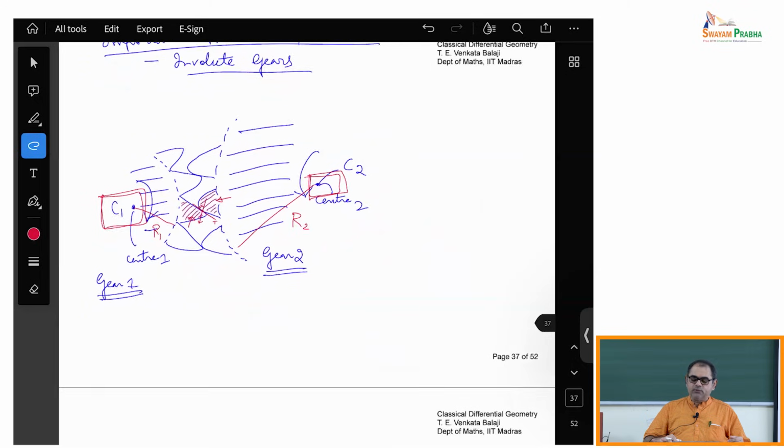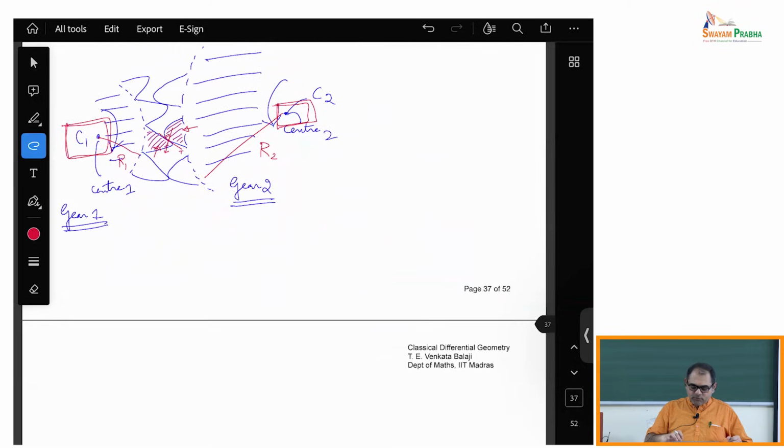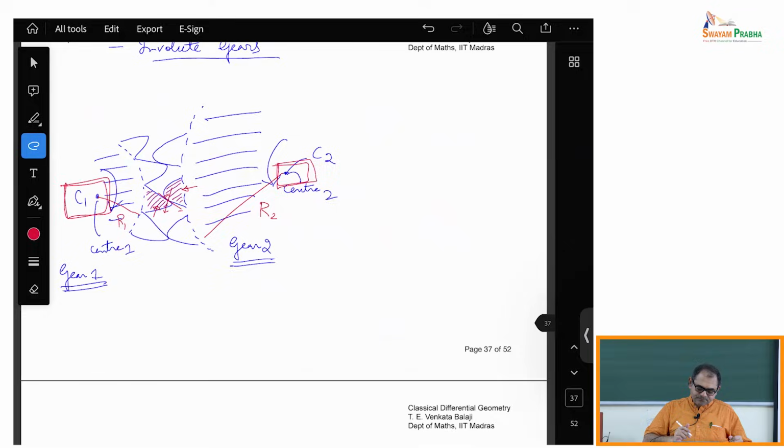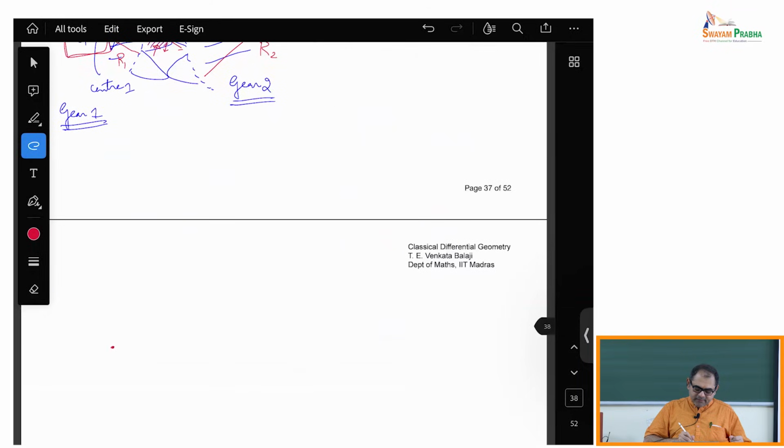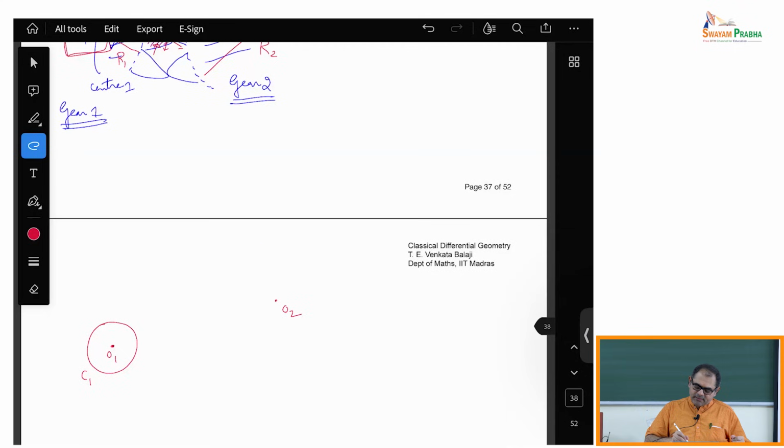But mathematically, how involutes help you is the following. What you do is that you essentially use involutes of a circle. Look at this situation where I have a circle C1, centered at a point O1. Then I take another circle, centered at some other point O2, and I don't care what the radius of the other circle is. So this is C2. Mind you, this radius is R2 and this radius is R1.